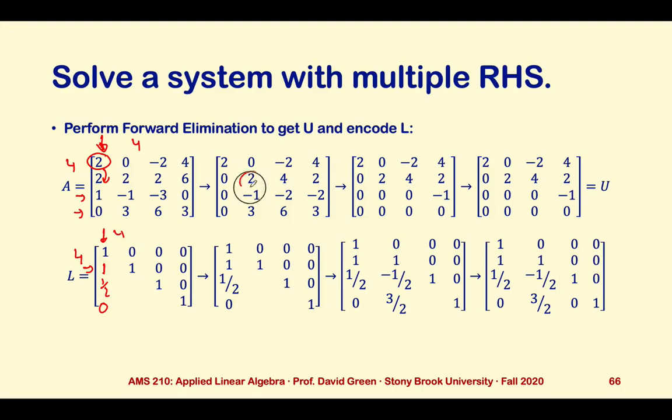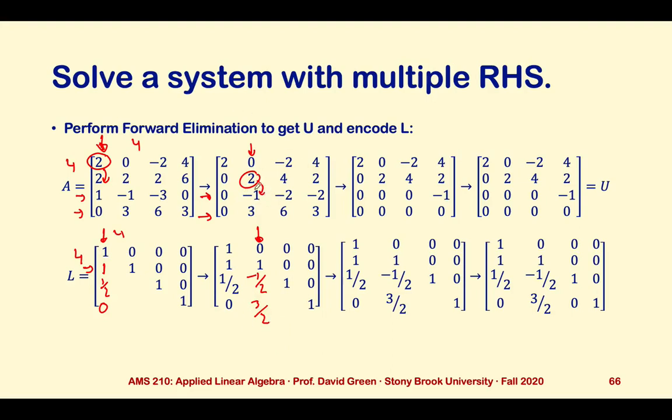We then move over and down. We are now looking in our second column. We are going to be filling out the second column of L. For the third row, we are going to add half of the second row to it to eliminate. This is the same as subtracting negative a half times the second row, so it's a negative half entry in L. And for the fourth row, we are going to need to subtract 3 halves of the second row, so a 3 halves gets put there.